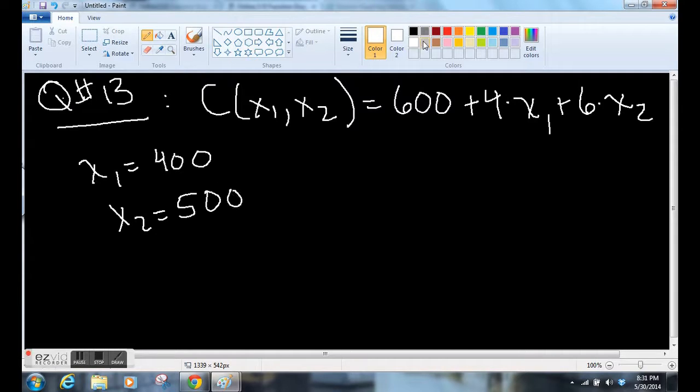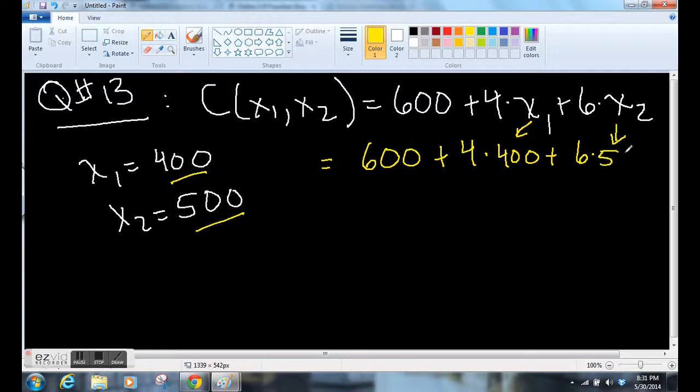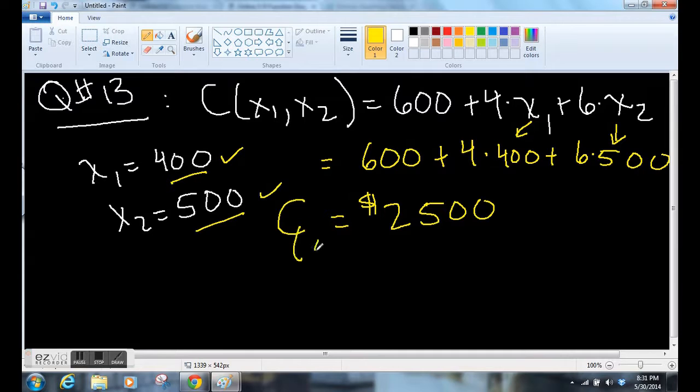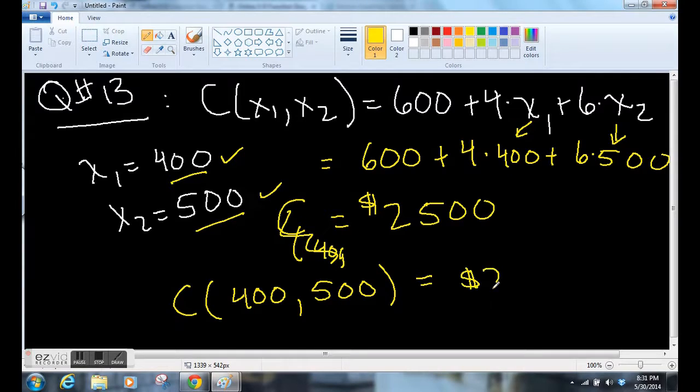So now we're just going to plug in these values. We're saying this is 600 plus 4 times, well, we're going to let x1 be 400, plus 6 times x2, which is going to be 500. And all of this equals $2,500. So if this was your cost function and these were different variables, then the cost function at 400, comma 500, so you're evaluating at two different points, is 2,500.